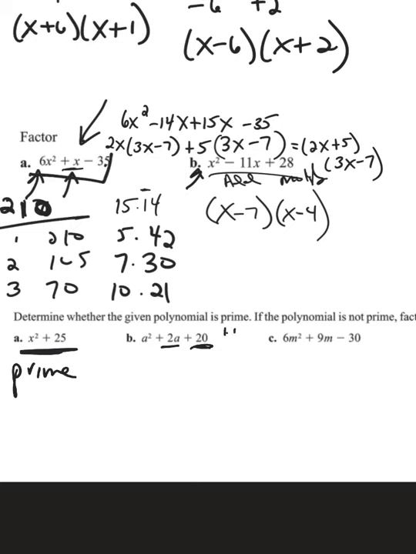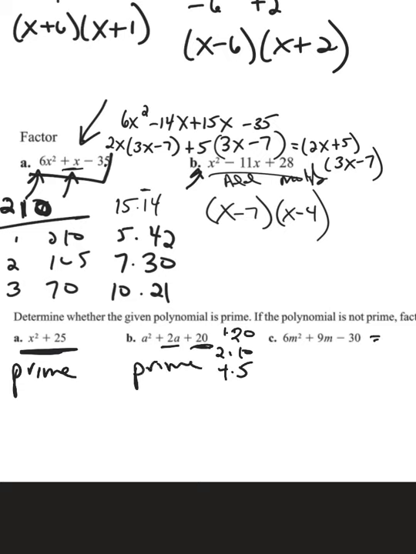1 times 10, oops, sorry, not 1 times 10, 1 times 20, 2 times 10, 4 times 5. Nope, doesn't look like I have two that I can manipulate to make that, so we're going to say prime.